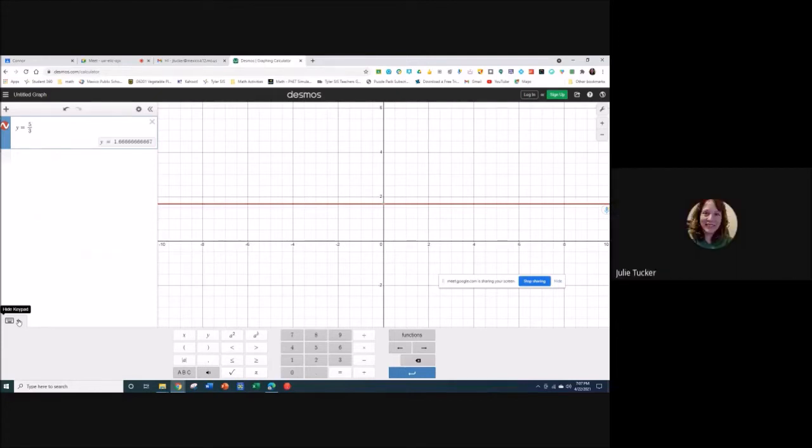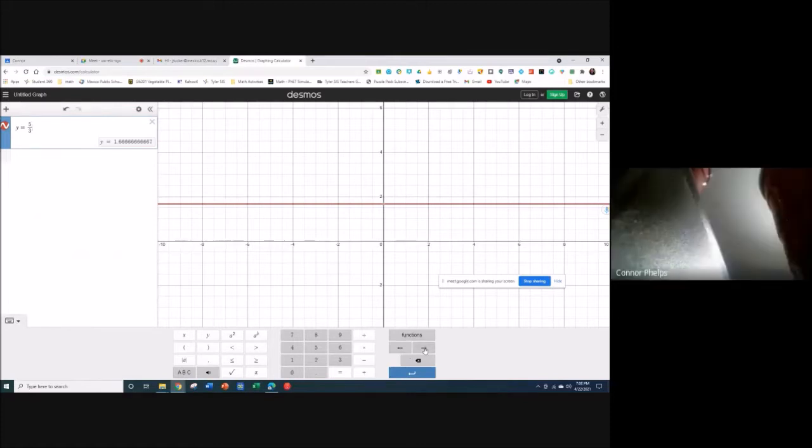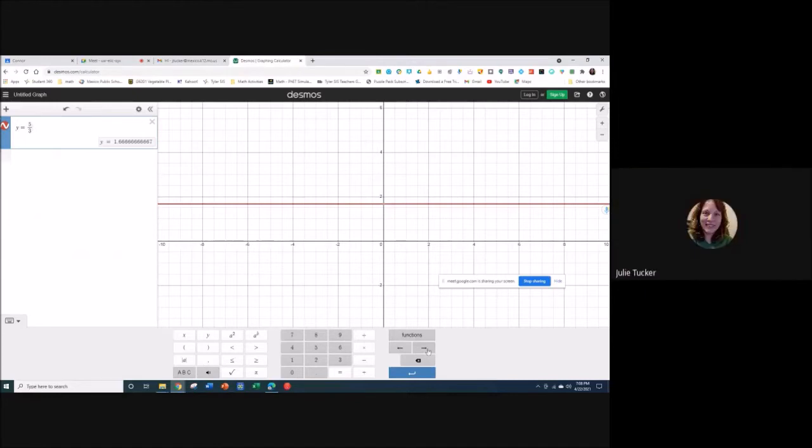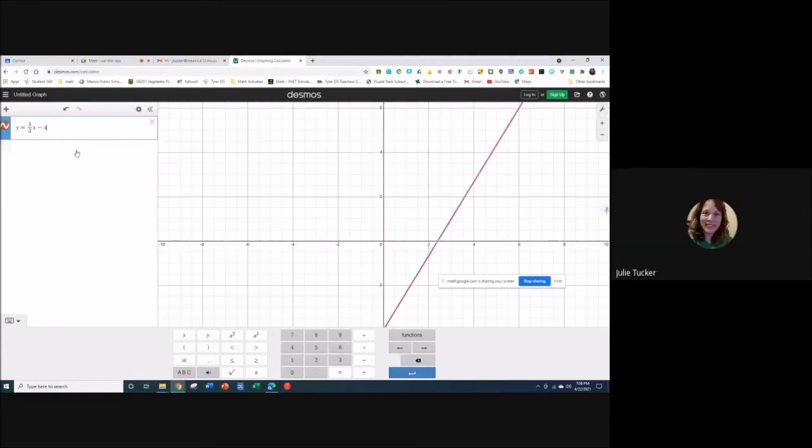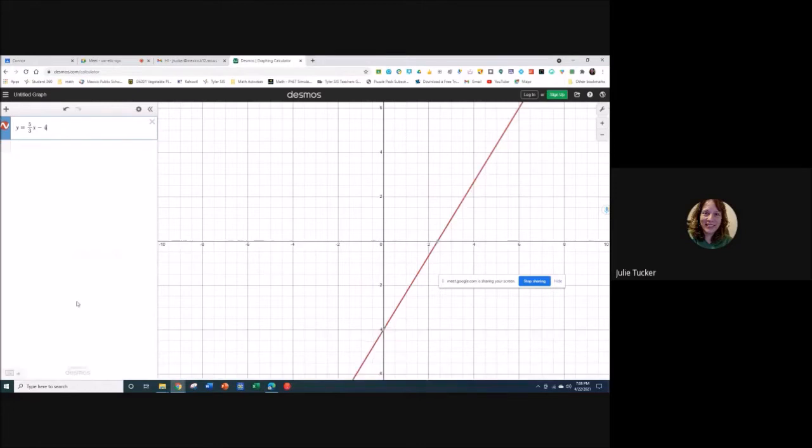I'm showing it on my screen right now. So if you watch the video later, you're going to see how to do it because I showed it on the screen and I recorded it, okay? So you have to push the arrow here, and then you can type the X. And then -4. So anyway, I'm going to hide the keyboard on my screen and show you. So there's the graph.